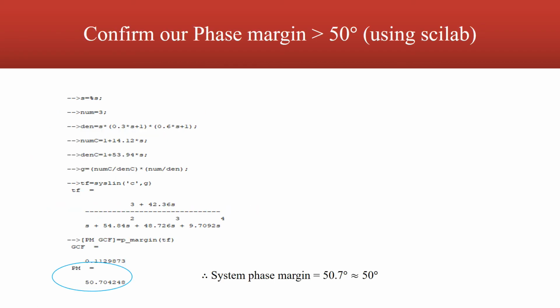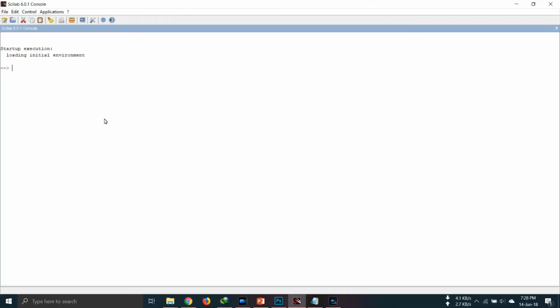To confirm our phase margin is at least 50 degrees, we need to write all of those codes inside the Scilab software. After that, we get the phase margin equal to 50.704248, which is greater than 50 degrees. So now I'm going to show all of those instructions inside Scilab, and that can conclude that the phase margin of our system is at least 50 degrees.